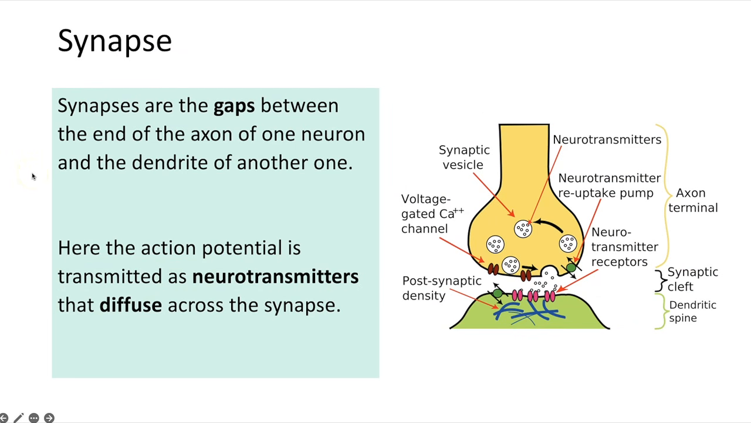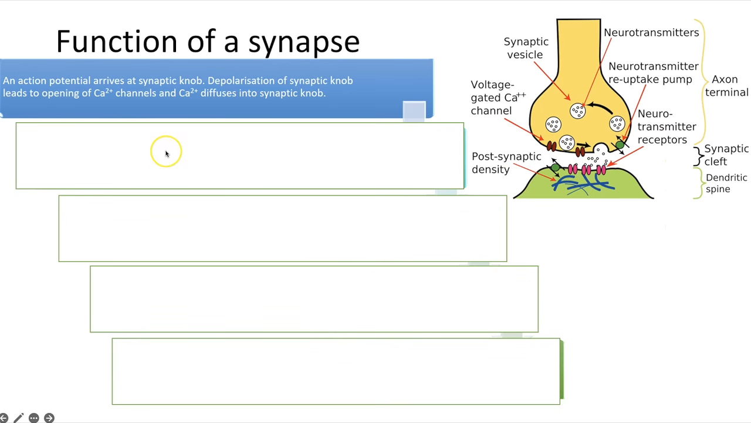So when that impulse does reach the end of a neuron, it reaches a gap, which is known as a synapse. So the synapses are these gaps between the end of an axon of one neuron and the dendrite of another one. And at that point, the action potential is transmitted as neurotransmitters, which are chemicals, which diffuse across the synapse. So let's go through how that happens. When that action potential reaches the end of the neuron, that is known as the synaptic knob, the end of the neuron.